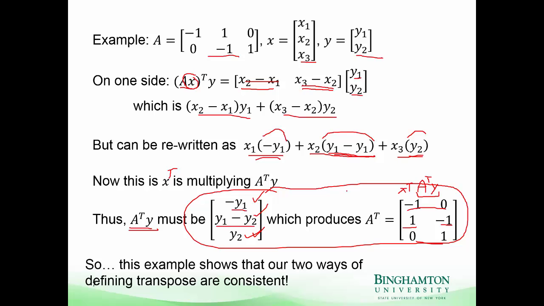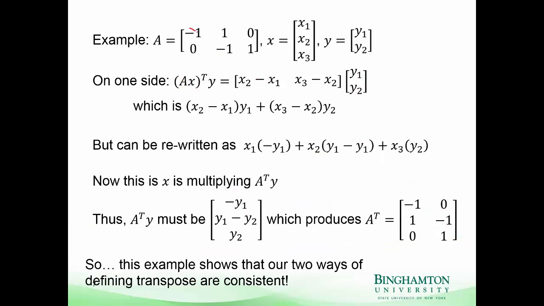So basically, this example is showing us that our original view of transpose, which is just flipping the matrix along this diagonal, is consistent with this more mathematical view of transpose. And so once we have transpose under our belts, it's straightforward to come to the concept of symmetric matrices.